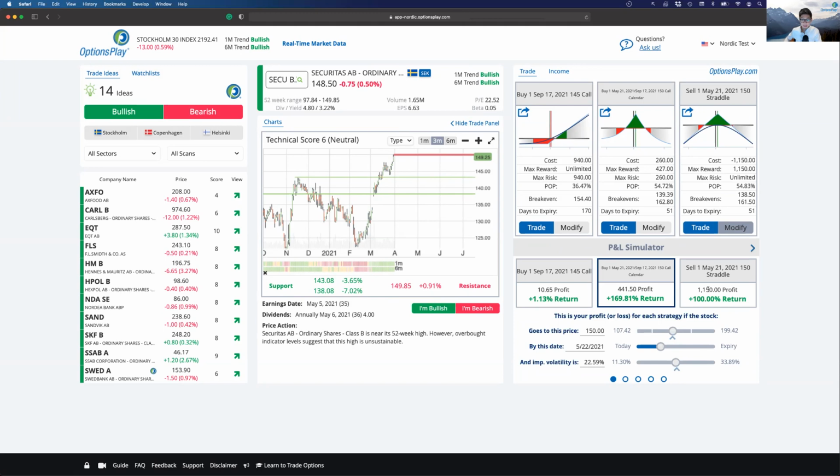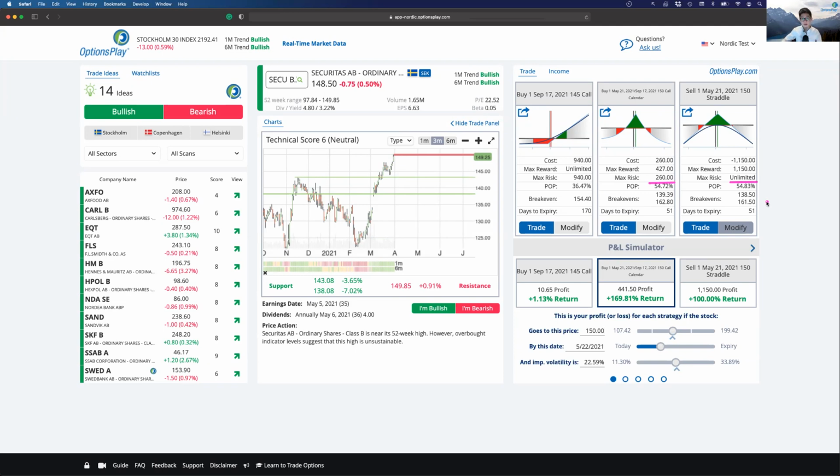If the stock is just around this level, 150, here I'm making 1,150 crowns. Here I'm only making 441 crowns. But the big difference is that here I can only risk 260 crowns. No matter what happens, I cannot lose more than 260 crowns. With a short straddle, I have unlimited losses. So that's what you're giving up: almost half the gains in exchange for not taking on unlimited losses and not requiring a huge amount of capital to sell a naked straddle.